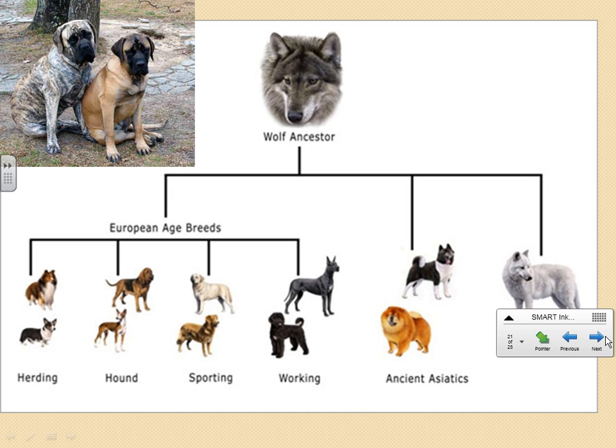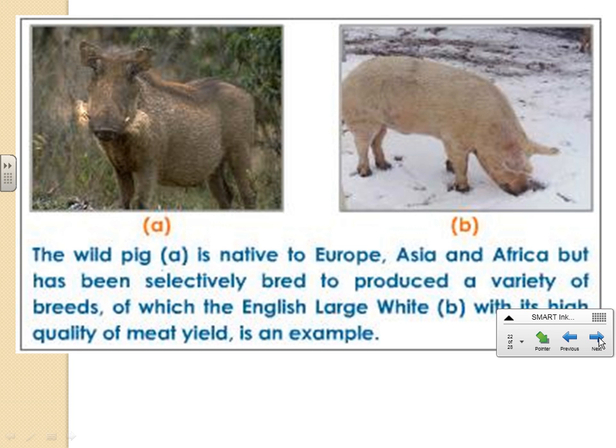We've also done it with the wild pig. It was native to Europe and Asia and Africa, but we selectively bred it to be more docile and to produce a higher quality of meat and to be easier to handle. And so we've gone from our wild pigs right over here to our domestic pigs.